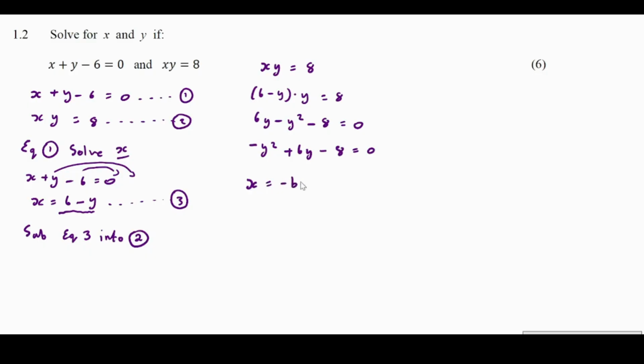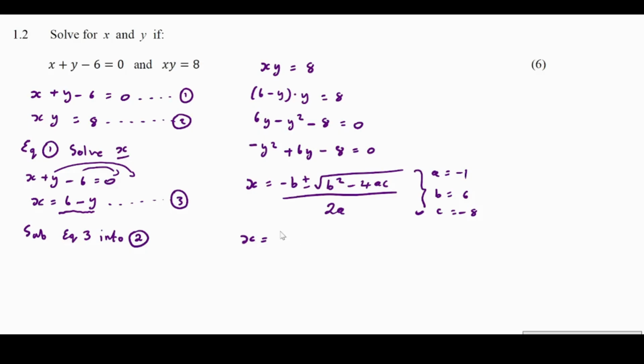So x equals negative b plus or minus the square root of b squared minus 4ac, and then you divide everything by 2a. When you substitute, identify that the value of a is negative 1, the value of b is positive 6, and the value of c is negative 8. Correct substitution is very important.